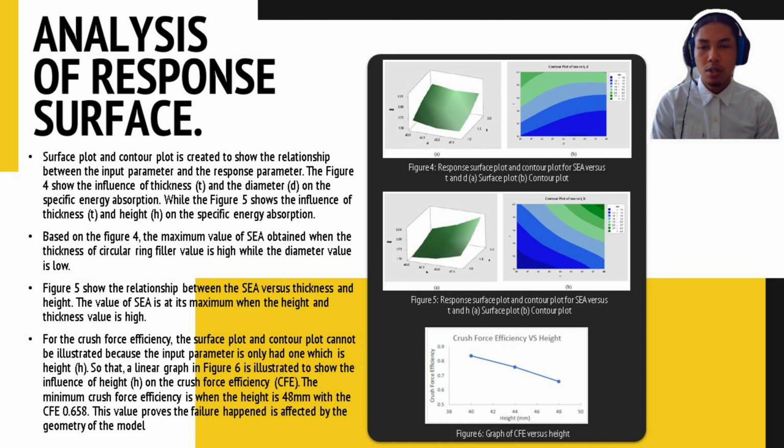Figure 5 shows the relationship between the SEA versus thickness and height. The value of SEA is at its maximum when height and thickness values are high. For the crash force efficiency, the surface plot and contour plot cannot be illustrated because there is only one input parameter, which is height. So the linear graph in figure 6 illustrates the influence of height on the crash force efficiency.